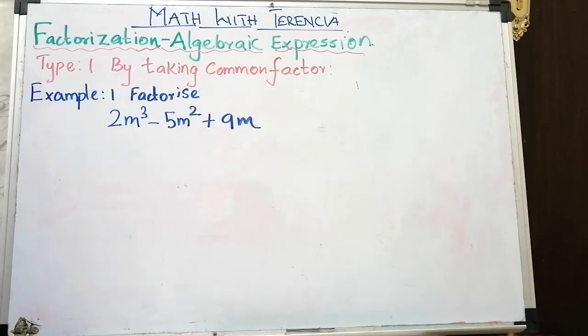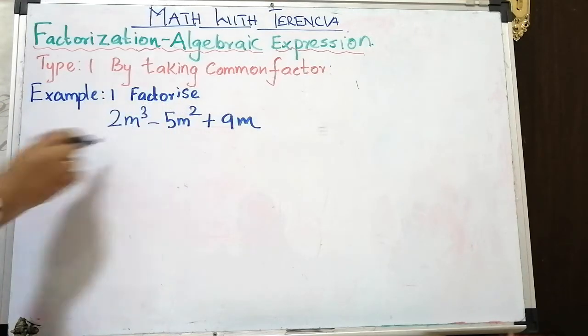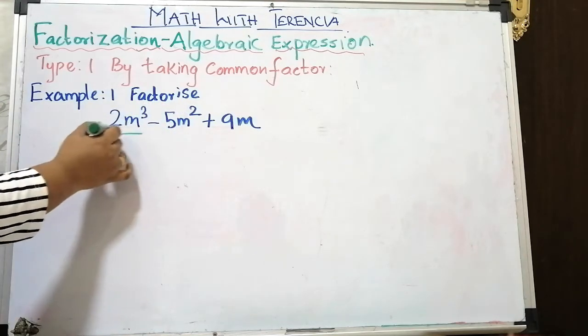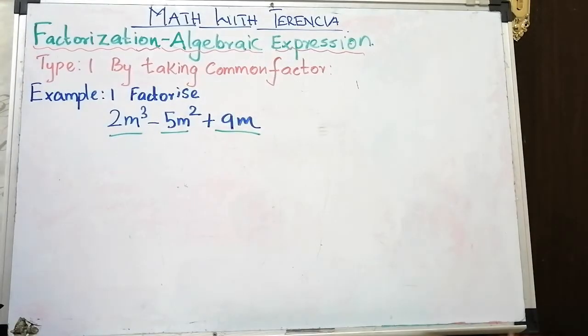There are 5 types. Type 1, by taking common factor outside. So we need to find the common factor of each term. So how many terms are there? We have 3 terms. Term 1, term 2, term 3. We need to take the common factor from each term. For that first step we need to find the common factor.